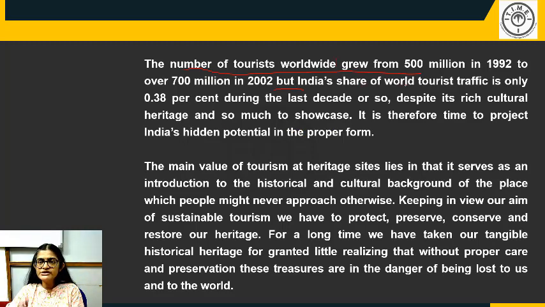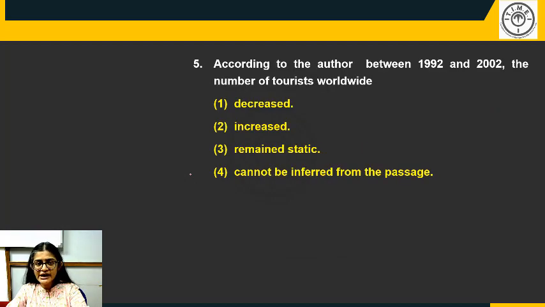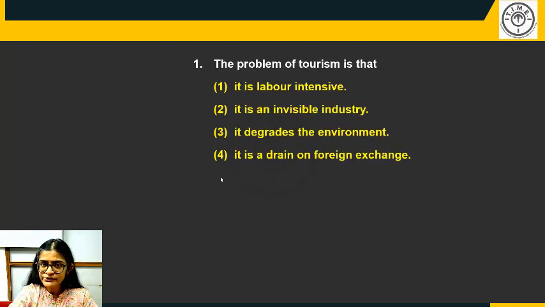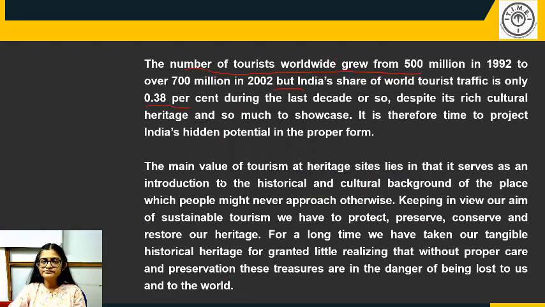India's share of world tourist traffic is only 0.38% during the last decade or so. Though there was a growth in tourism during this period, India's share of world tourist traffic was very, very small. Okay? Despite its rich cultural heritage and so much to showcase, India has so much to present to the world, still its share in tourism is very small. It is therefore time to project India's hidden potential in the proper form. Okay? So that we can attract more tourists. Yeah, I hope that is clear to everybody.